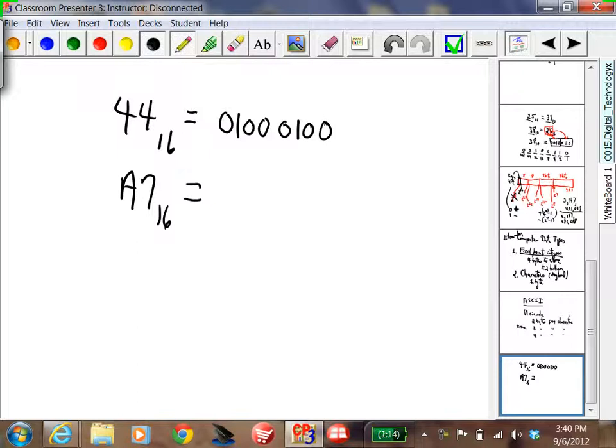So an A is 10. The hexadecimal digits are 0, 1, 2, 3, 4, 5, 6, 7, 8, 9, A, B, C, D, E, F. A is 10, B is 11, C is 12, D is 13, E is 14, F is 15. 10 is 8 plus 2. That's 8, and 7 is 0, 1, 1, 1.